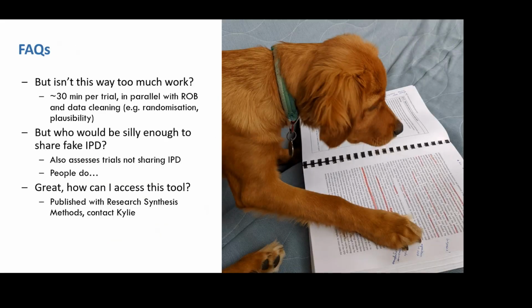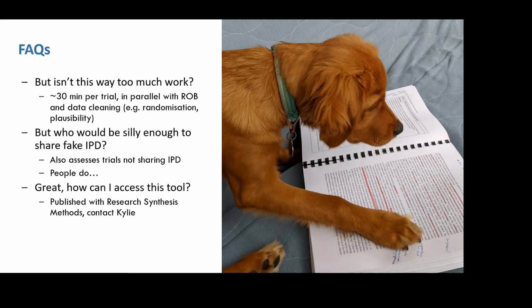Just a few things I get asked a lot. So I've basically already tried to preempt all the discussion we may have. But yeah, isn't it too much work? I already mentioned, I think 30 minutes is not so much for the fact that you may throw out trials that are completely useless. Like the kind of data sets we've seen where it wasn't clear at first, now we did this checklist, quite shocking.